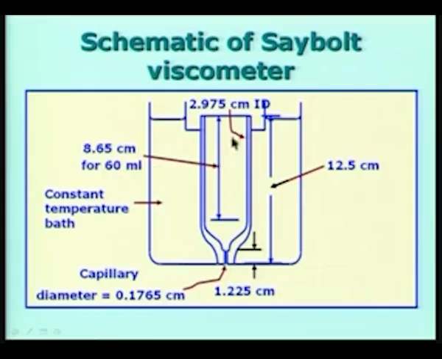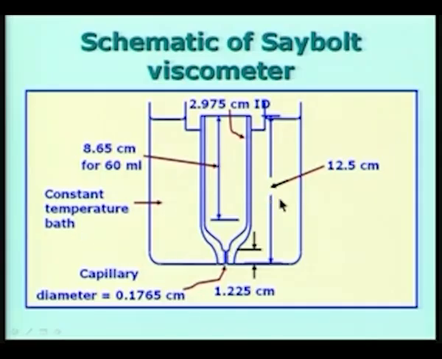So, what I am going to do is to take 60 milliliters here, and I want to allow this 60 milliliters to be drained through this capillary tube, and the time taken is a function of the viscosity of the liquid. And of course, in order to maintain the temperature of the entire apparatus at a constant value, I can have a constant temperature bath as is shown here.